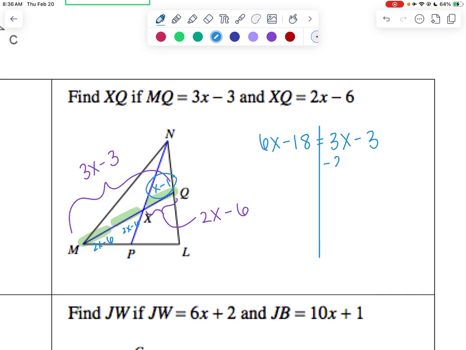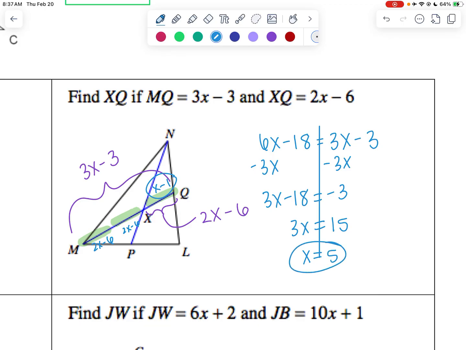Whenever you have letters on both sides, remember to start on the right and move it to the left by doing the opposite or subtracting. So you end up with 3x minus 18 equals negative 3. When you add the 18, you get 3x equals 15, because 18 minus 3 is 15, which makes x 5.